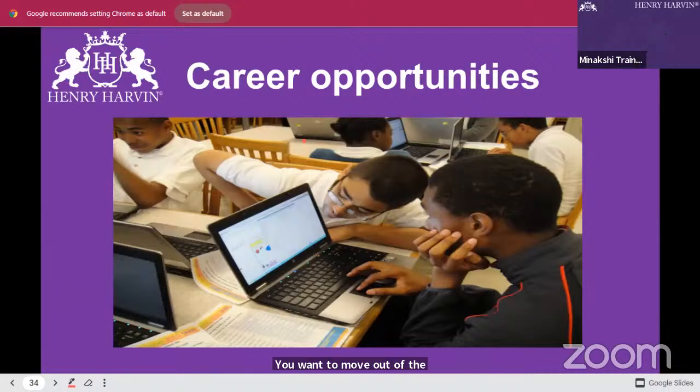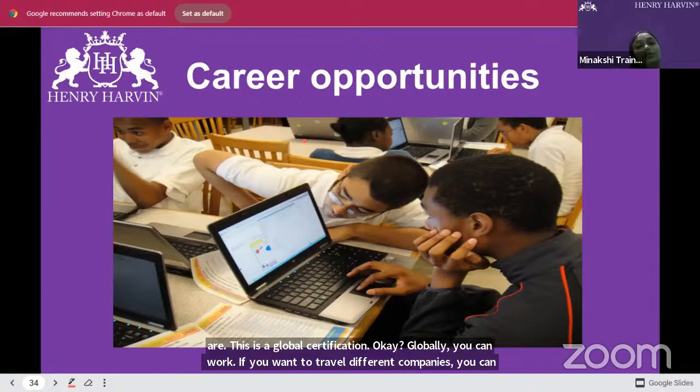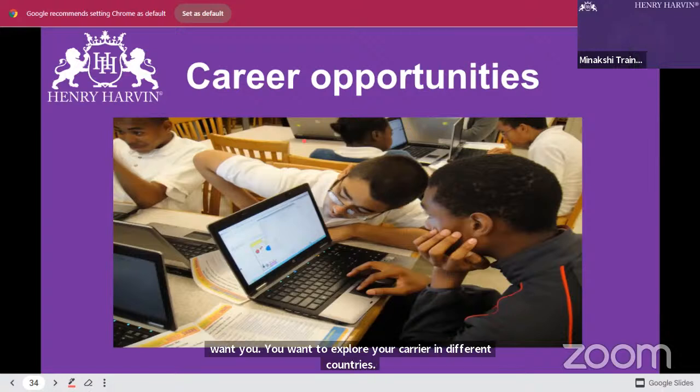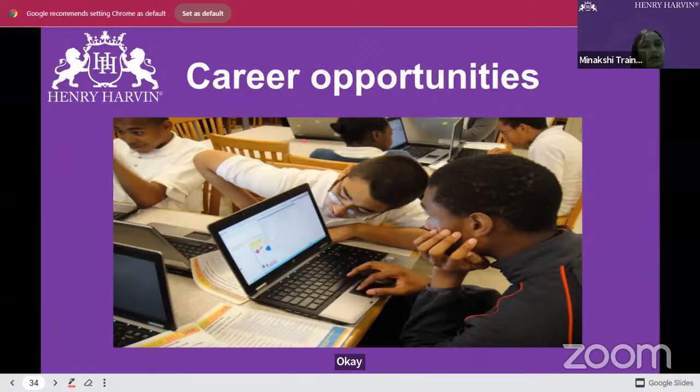This is a global certification, so globally you can work. If you want to travel to different companies, explore your career in different companies, that also you can do. Neither are you confined to your state, you can work all over India. Suppose you want to move out of India and work abroad, the package will be higher abroad.